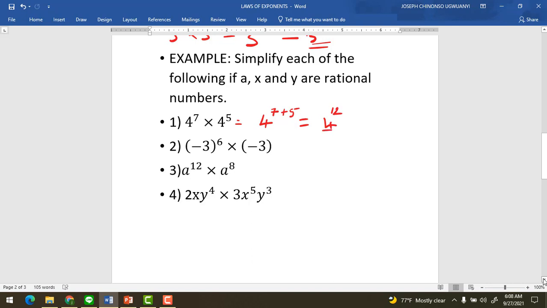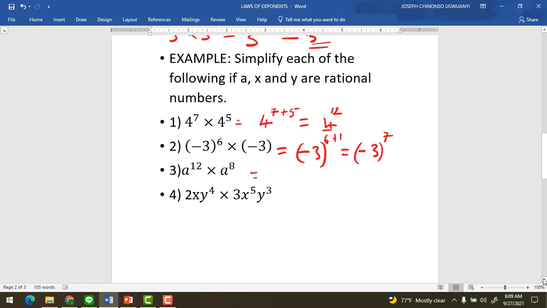Now we have another one, minus 3 exponent 6 times minus 3 exponent 1. So we have minus 3, and we have 6 plus 1. This is equal to minus 3 exponent 7. So you can see that the first law is pretty simple to use.